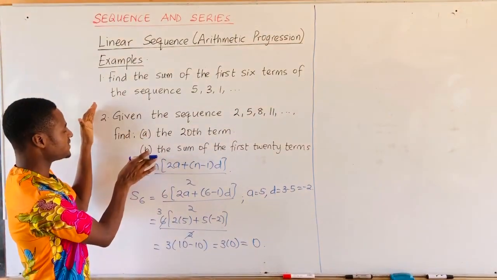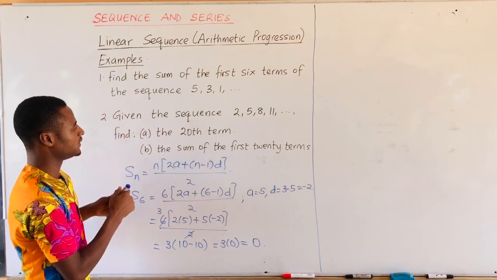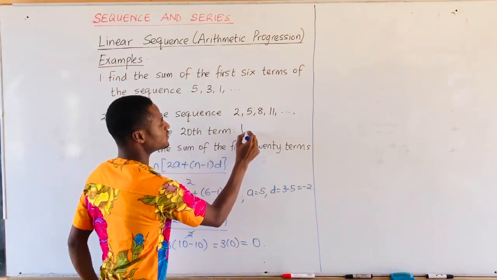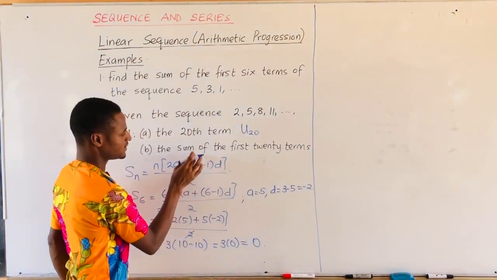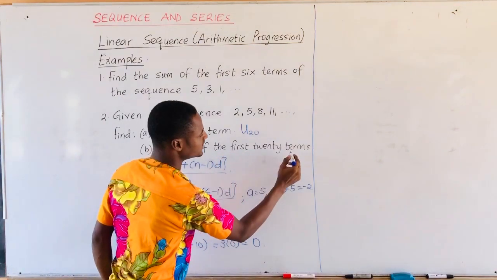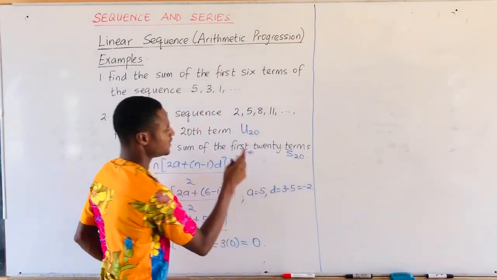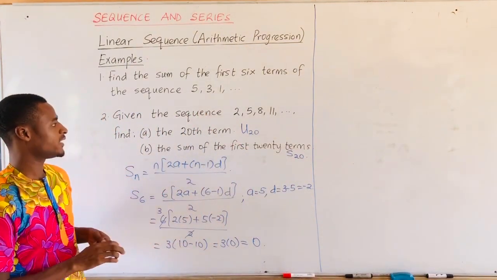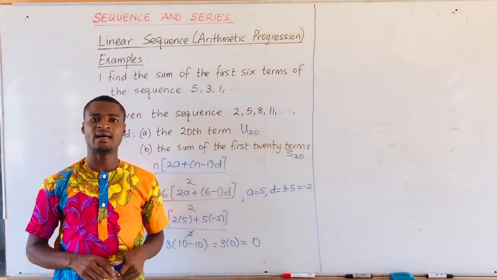Now, try the second question on your own. The 20th term is called U20. The sum of the first 20 terms is called S20. So solve this on your own and the answers will be provided in our next lesson.